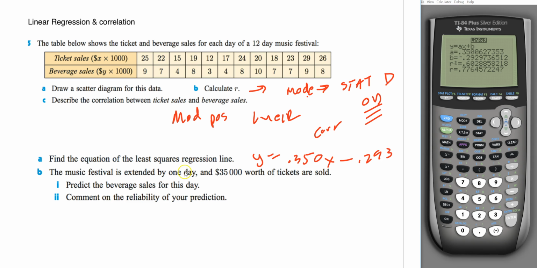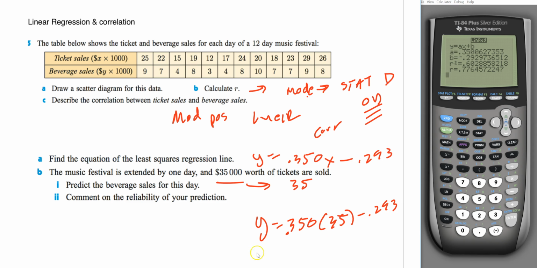Now the music festival is extended by 1 day, and $35,000 worth of tickets are sold. Now keep in mind, this isn't thousands, so $35,000 is just 35, we're just going to type in 35, because it's in thousands. Predict the beverage sales for this day. Well, we have an equation, we're going to type it in. So y equals 0.350 times 35 minus 0.293.